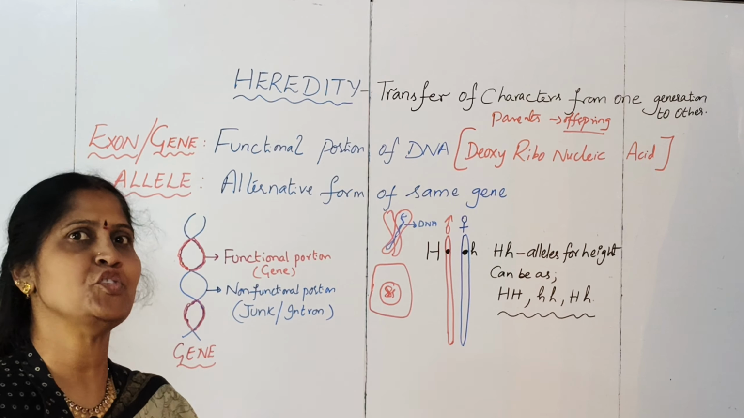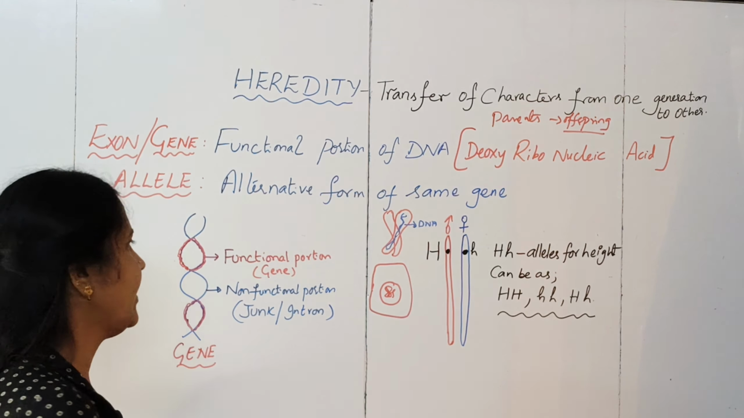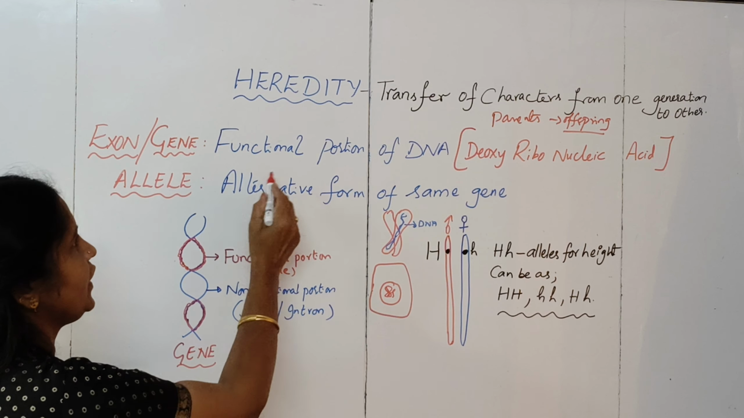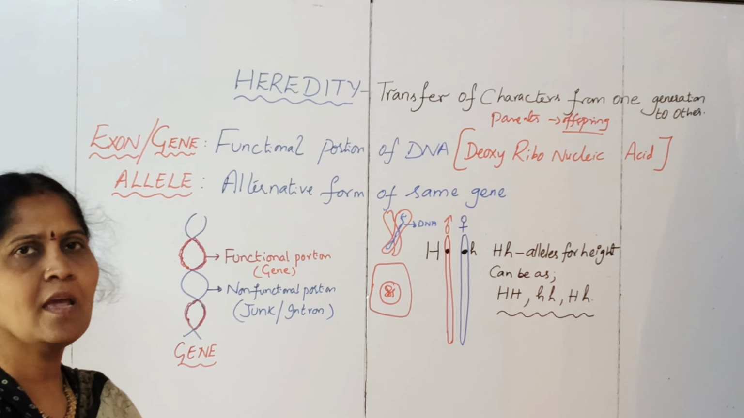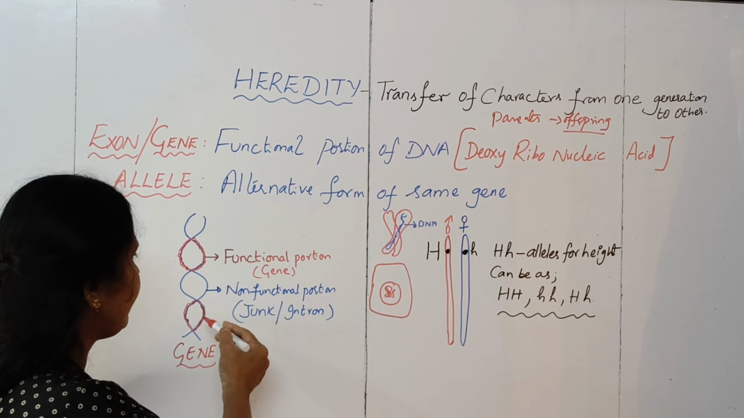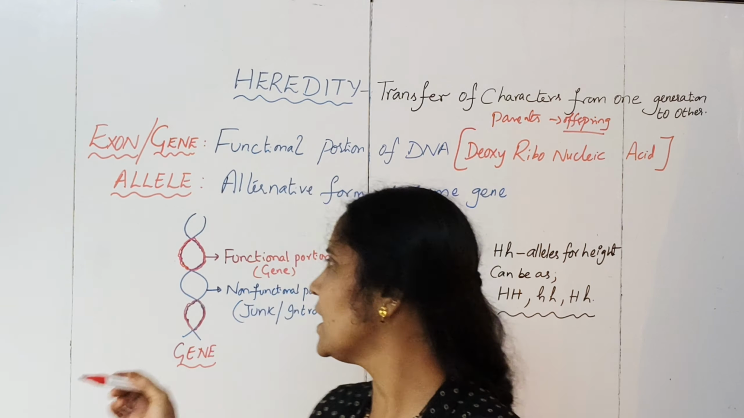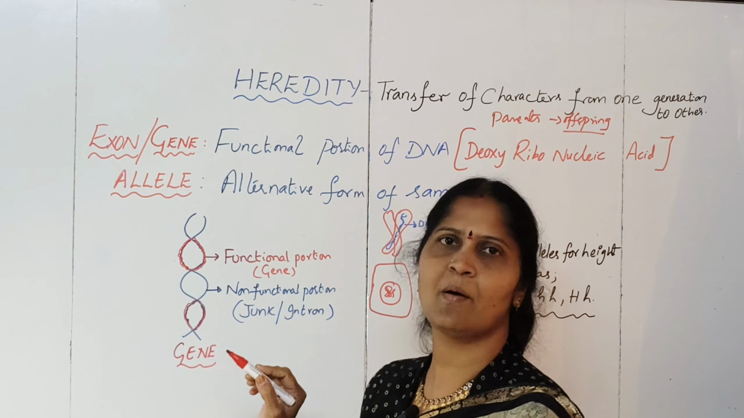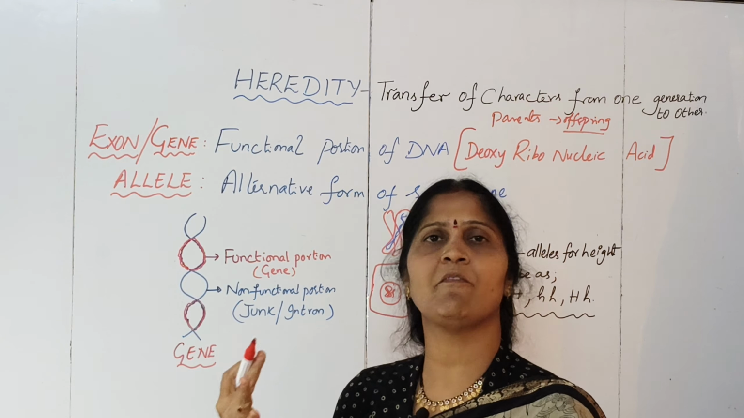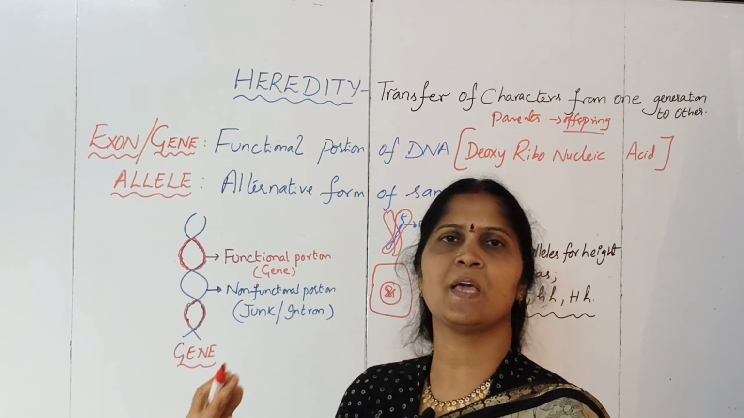So what is gene then? Gene is nothing but the functional unit of the DNA. Within the chromosome we have the DNA, which is a double helical structure, which will have several base pairs. It is several base pairs long.